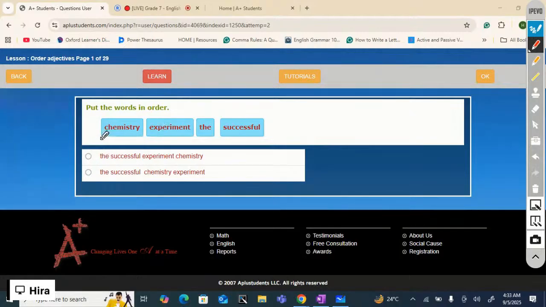If you look at the first one, article, successful is opinion, experiment is the noun, chemistry is origin. It's not age, it's not shape, it's not size, it's not material. So the noun is coming before the origin. Well, the noun comes at the end, so this one is wrong. The article, successful opinion, chemistry origin, experiment noun. So the successful chemistry experiment. This one is correct.